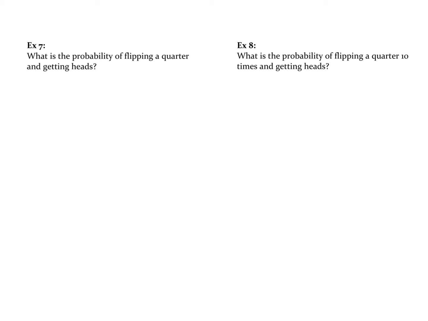All right, and then it says, what is the probability of flipping a quarter and getting heads? This is your theoretical because you're talking about what could happen. The favorable outcome would be landing on heads, so that would be 1. So there's one favorable outcome out of the 2 possible outcomes, so that's 1/2, which as a percent translates to 50%.